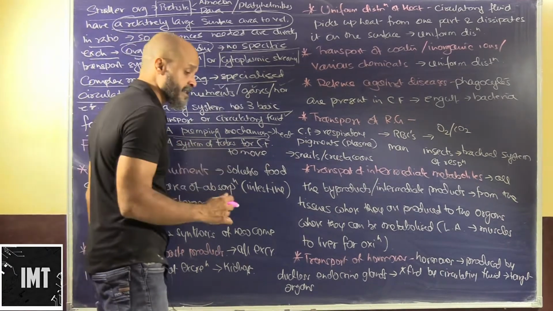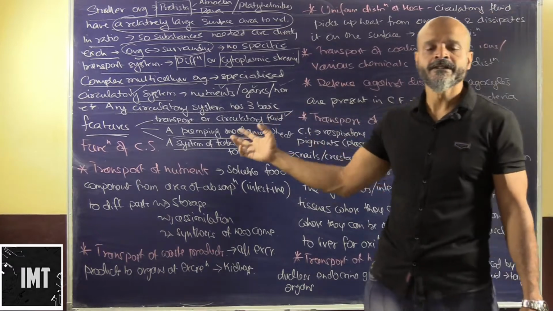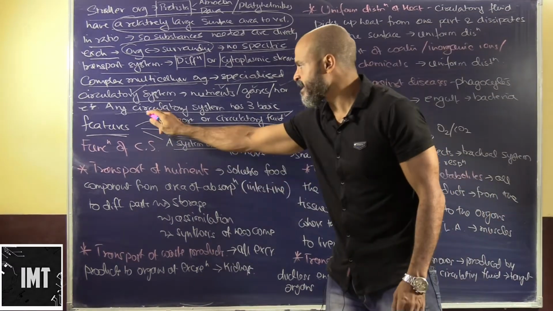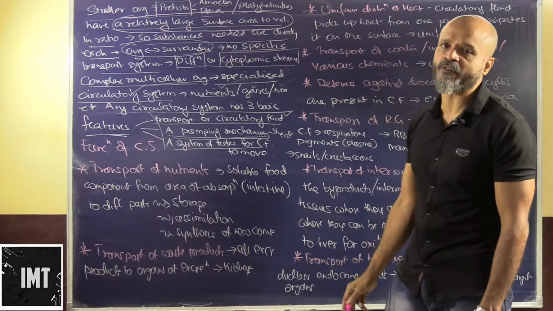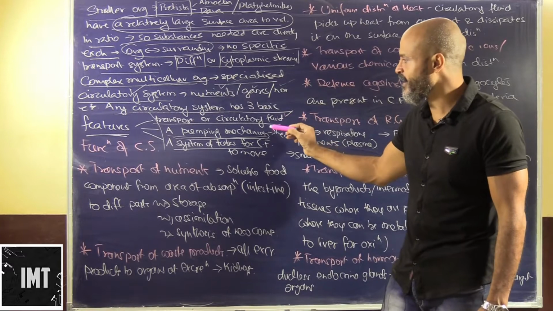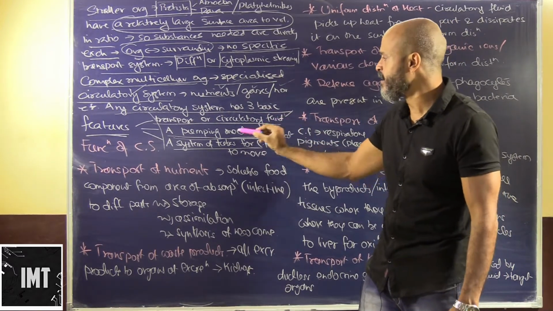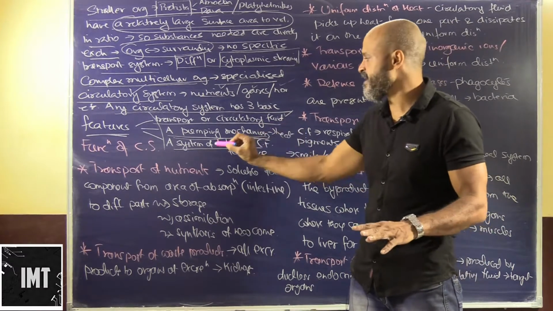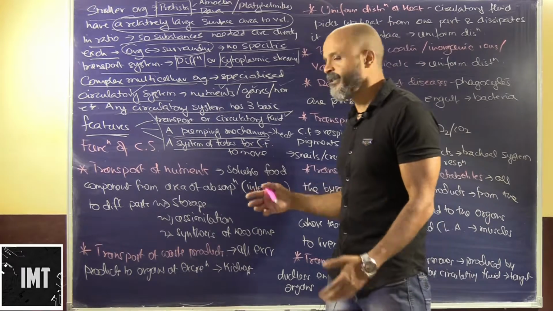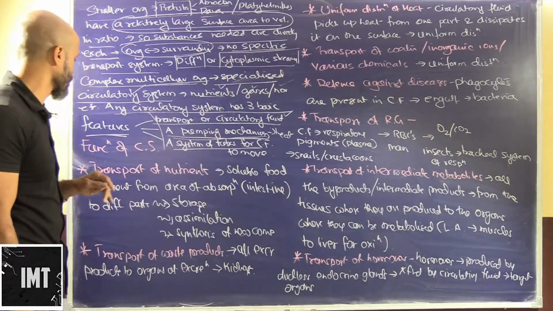Then we will need a system of tubes. So the blood vessels have to be there, like the arteries, the veins, the capillaries and so on. So these are the three essential constituents of a circulatory system: a transport or circulatory fluid, which is the blood, a pumping mechanism, which is the heart, and a system of tubes through which the blood will flow, which are the blood vessels.